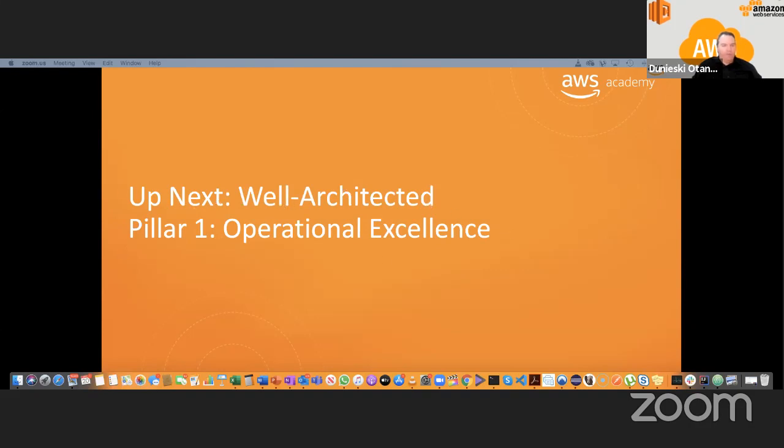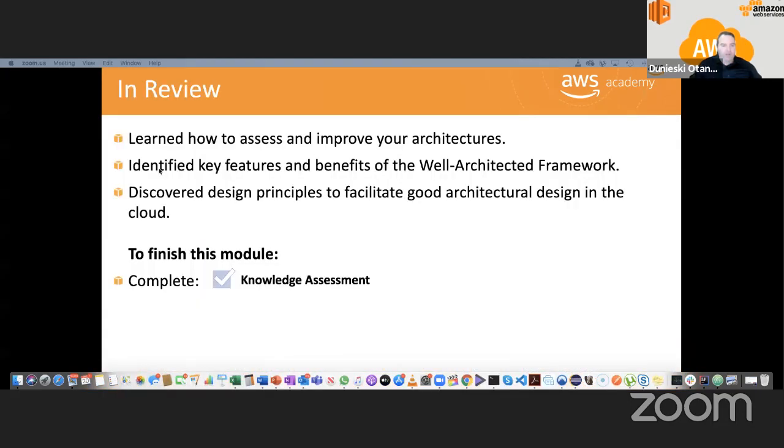All right. So the next one for next class is going to be pillar 1, operational excellence. Okay. So do you have any questions? I have one for you. What are the 5 pillars of the well-architected framework?